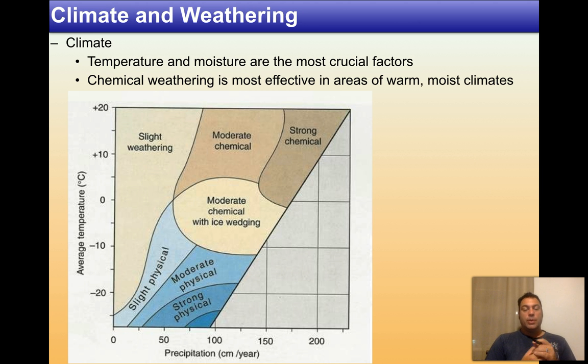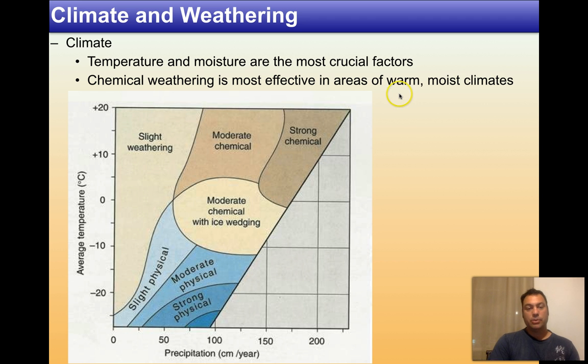So the relationship between climate and weathering is pretty well worked out. Climate is basically going to tell us something about the temperature and the moisture, right? Climate is really a long-term average of weather conditions over decades, even centuries. It turns out temperature and moisture are the most crucial factors. Chemical weathering is most effective in warm, moist climates. If you've got a lot of water and it's pretty warm, you get a lot of chemical weathering. You don't get a lot of physical weathering, but you get a lot of chemical weathering.